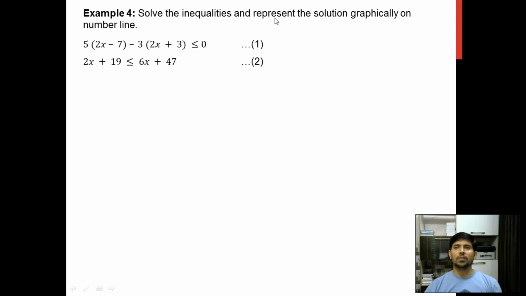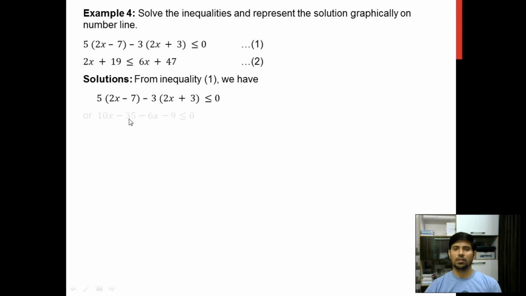Now see the next example, example number 4. Again we have two inequalities and we have to solve them and show the solution on a number line. First of all we will solve the first inequality. We multiply by 5 and by 3, and on solving we get 4x minus 44 is less than or equal to 0. We add 44 to both sides and then divide by 4 on both sides.